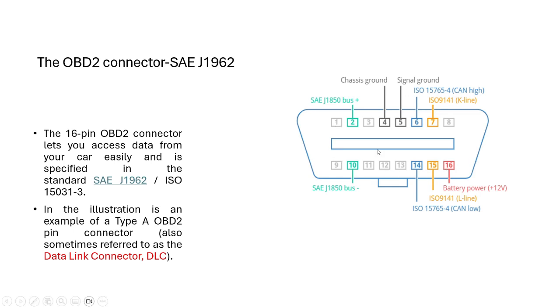This is the pin description of the OBD-II connector. It is one of the standardized ports. The standardization is done by SAE and ISO. Under SAE it is J1962, and under ISO it is 15031-3.